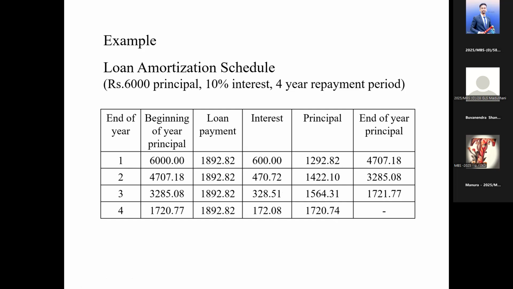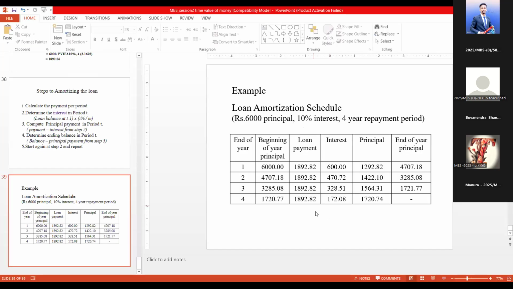What is this part? This is actually called loan amortization. This is the schedule. Is it clear, students? Loan amortization. We will do the exercise, and then it will be clear. We will take the exercise page and do that.